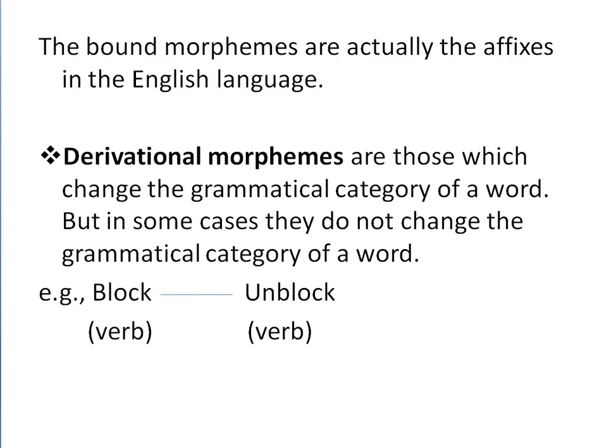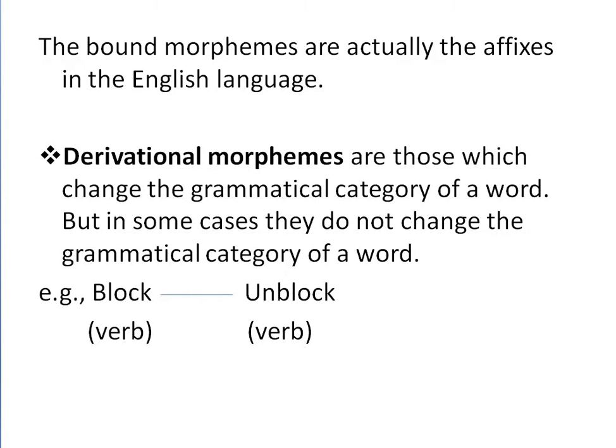So we have studied before the bound morphemes are actually the affixes in the English language. What are affixes? We will revise in detail after this. So we have studied that derivational morphemes are actually those which change the grammatical category of the word, like from verb to noun, from noun to adjective, or from verb to adjective. So they are actually changing the grammatical category of the word.